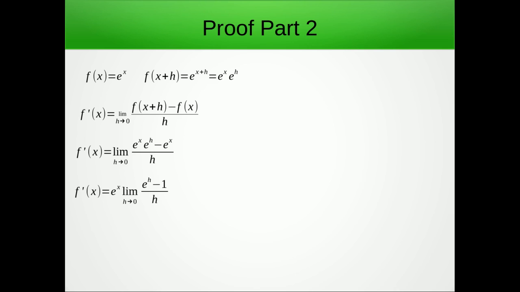Now the astute ones of you will recognise that the e to the h minus 1 over h is what we were looking at in our last part, where we had the limit as x goes to 0 of e to the x minus 1 over x equals 1. We've just changed the x for an h. So that means the limit as h goes to 0 of e to the h minus 1 over h is 1, which means f dash of x equals e to the x, therefore proving that if we differentiate e to the x, we get e to the x.